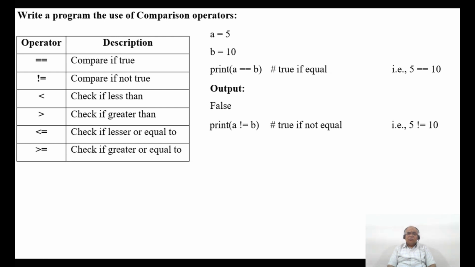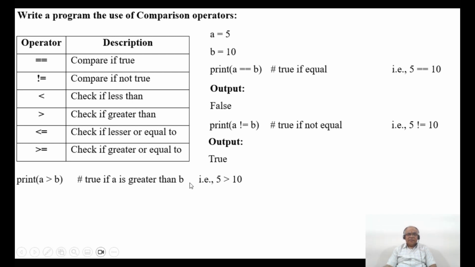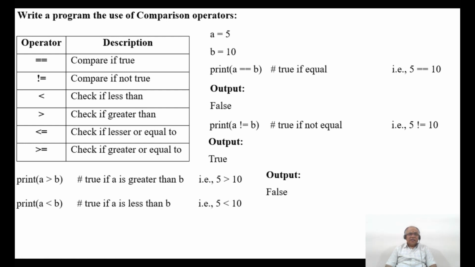Similarly, A is not equal to B, true if not equal. If 5 is not equal to 10, the condition is true, so the output is true. Similarly, A is greater than B, true if A is greater than B. That is, 5 is greater than 10, the condition is false, so the output is false. Similarly, A is less than B, true if A is less than B. That is 5 is less than 10, the condition is true, output is true.